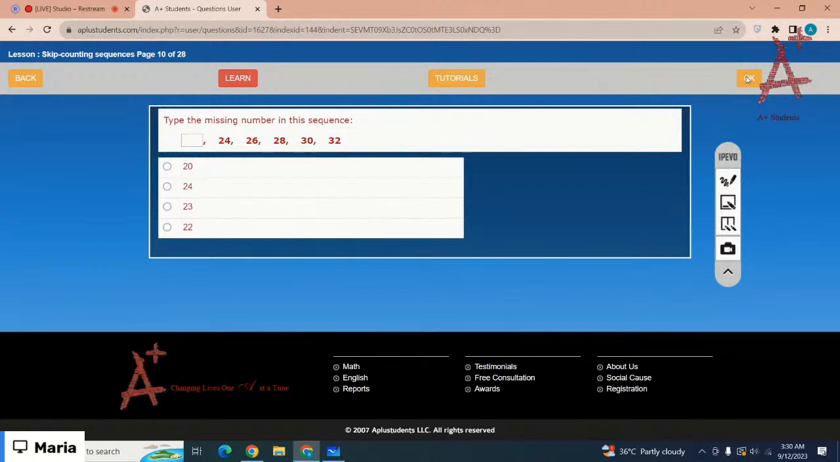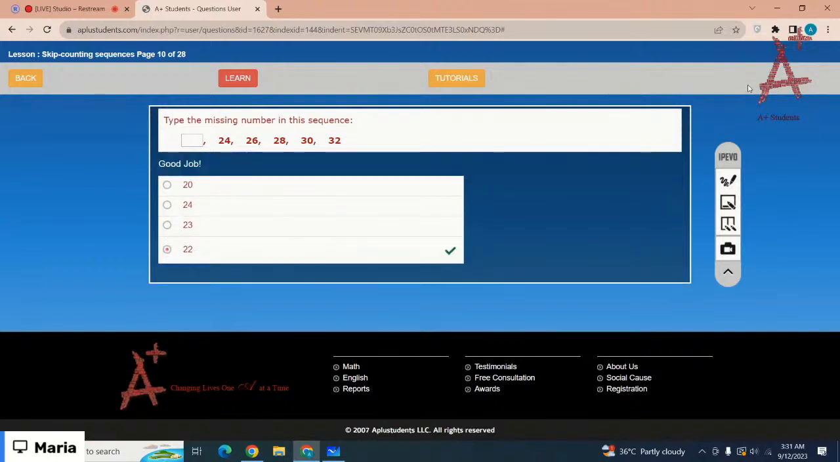Type the missing number in the sequence. So which number is missing? Yes, it is 22. So you have to find a number before 24. That means you have to subtract 2, right? So it is 22.